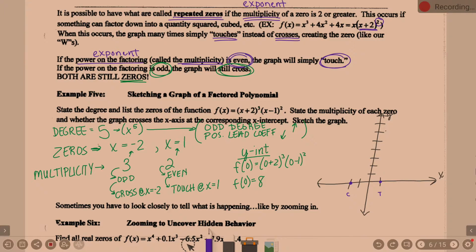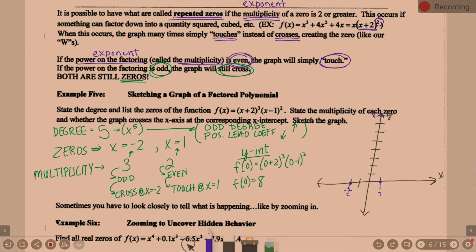We're going to touch. We know we have a y-intercept at 8. I don't necessarily know what my graph's doing at that point, but I know I have a y-intercept up there at 8. Touching at 1, crossing at -2.